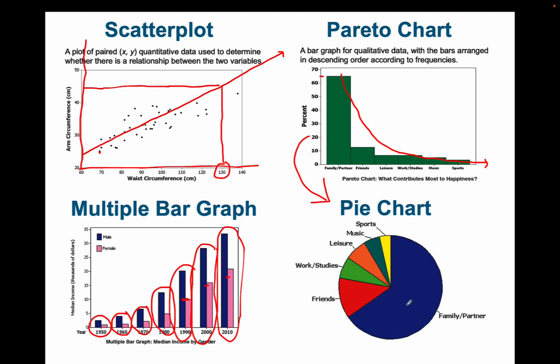So you guys, it's important that you recognize that both of these have to do with percentages, okay? At no time did we say how many people said family versus partner. So Pareto charts and pie charts are about percentages of the whole, which is why a lot of people do pie charts. It's a whole circle. So this would be the percentage. Same thing here, this percentage on the vertical axis.